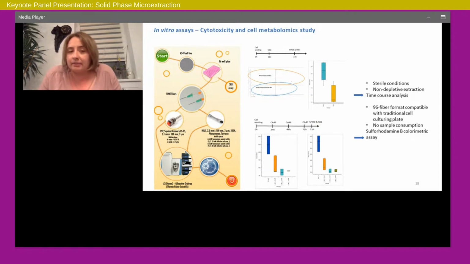For the standard methods, you basically need to stop metabolism and you cannot reuse the same sample. You need to basically have a number of samples for the experiments if you want to look over the period of time. Here we can decrease the number of samples and reuse the same samples for different time point analysis.